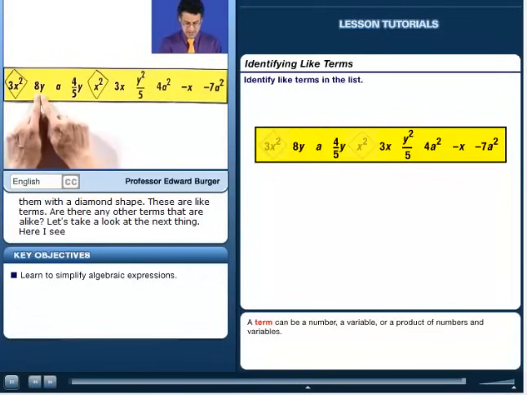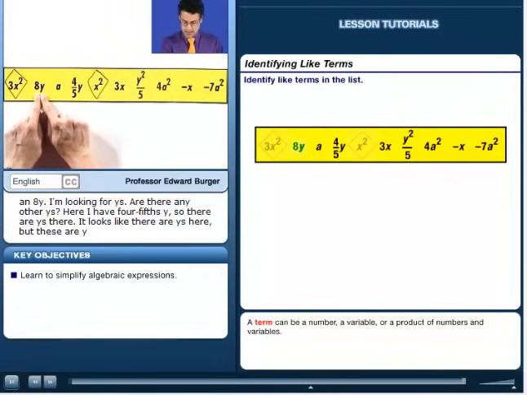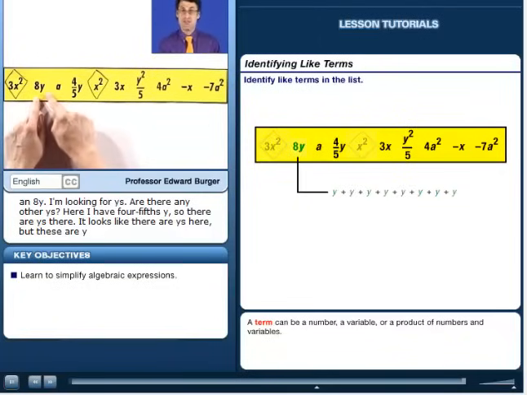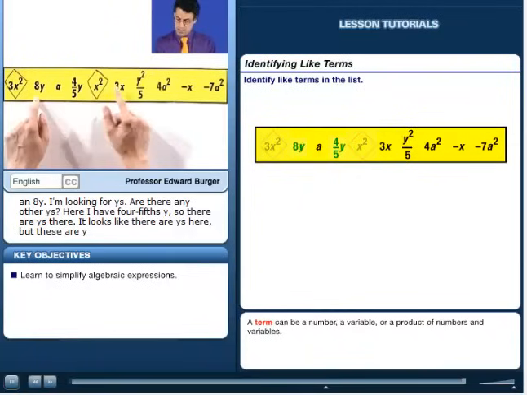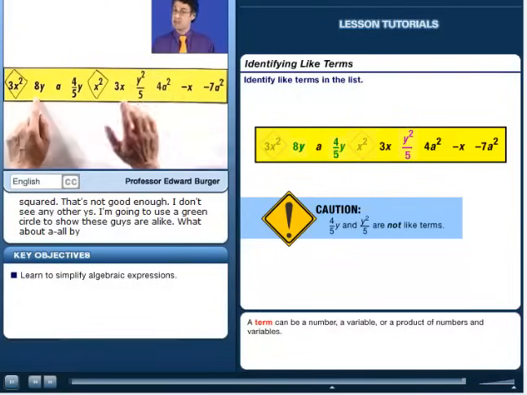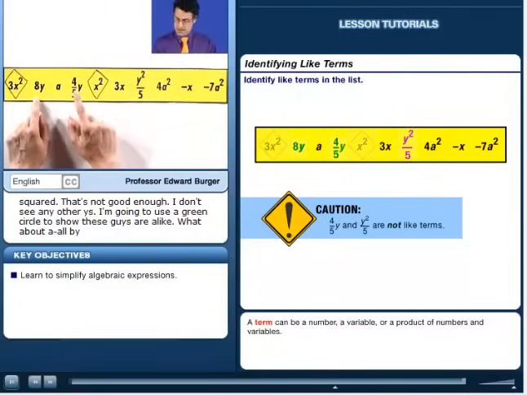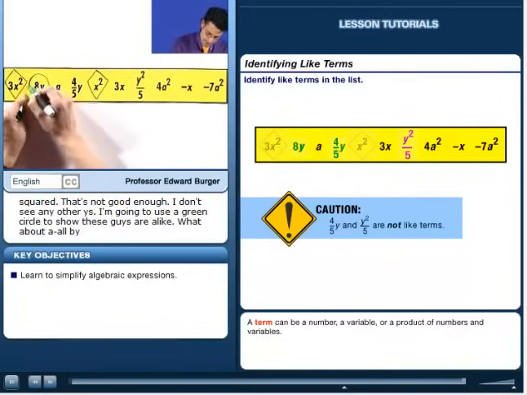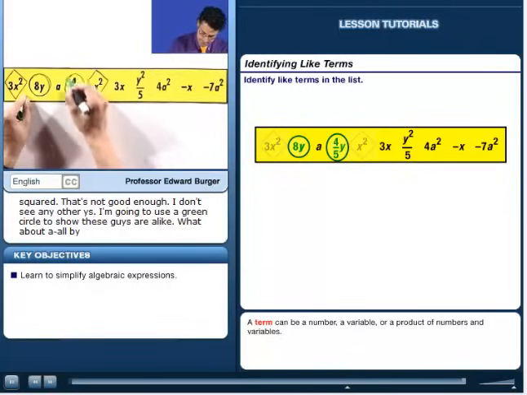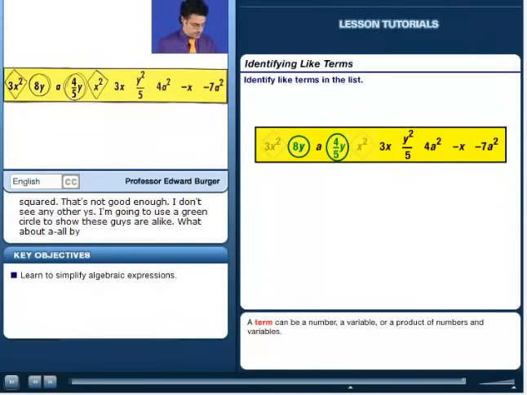Well, let's just take a look at the next thing here. Here I see an 8y. I read this as 8 y's. So I'm looking for y's. Are there any other y's? Well, here I have 4/5 y. So that's y's. It looks like there are y's here, but these are actually y squareds. So that's not good enough. We're just looking for y's, and I don't see any other y's anywhere else. So these are y's. I'm going to use a green circle to show these guys are alike.